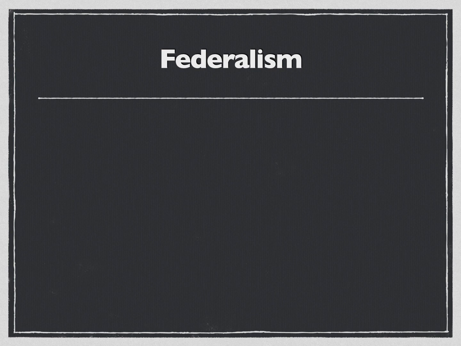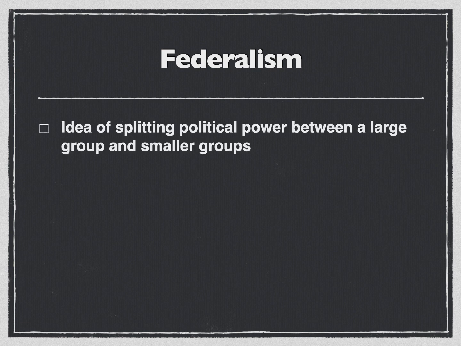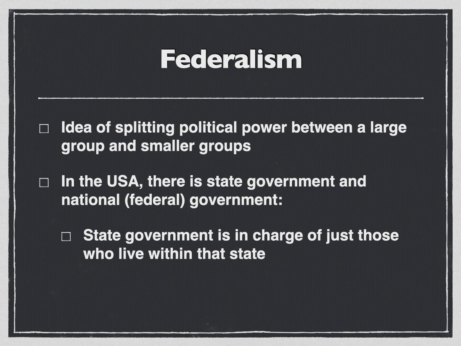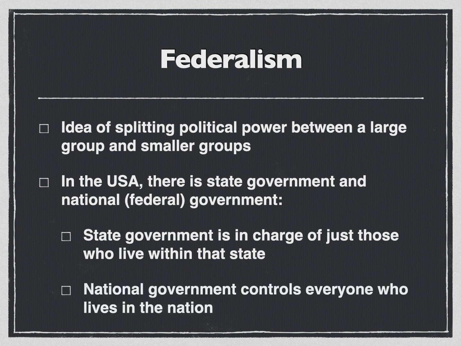All right, next principle of government, federalism. Federalism is the idea of splitting political power between a large group and smaller groups. So in our case, we split power between our state governments and our national or federal government. We have 50 individual state governments, one federal government. And we also have local governments on top of that. The state government is in charge of just those who live within that state, although sometimes states try to take a little power that doesn't actually belong to them. And then our national government controls everyone who lives in the nation.